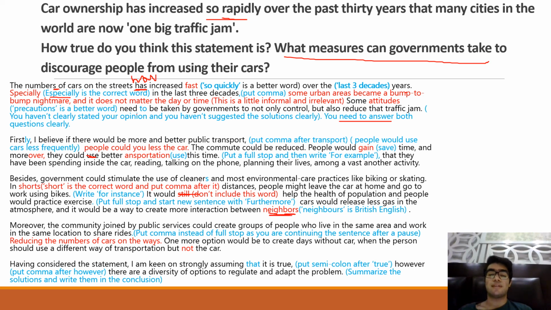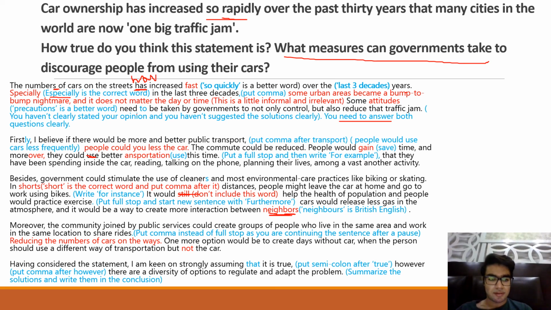Neighbors. It's correct, but it's American English. I mean, probably they won't mark you wrong, but you should try to use British English. So, for example, colors, it should be "colours", not "colors", because you shouldn't use American English. Okay, use the British English.